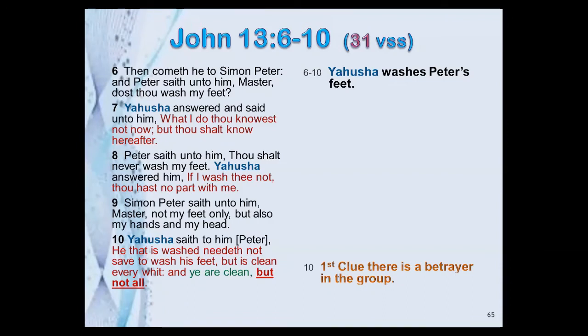And then Simon Peter saith unto him, Master, not my feet only, but also my hands and my head. And Yahusha saith to him, this is saying to Peter, he that is washed needeth not save to wash his feet, but is clean every whit, and ye are clean, but not all. This is the first clue that there is a betrayer in the group. Do you remember how many times Matthew, Mark, and Luke said that there was a betrayer in the group? Do you remember it was just once? Well, let's see what John is going to do.